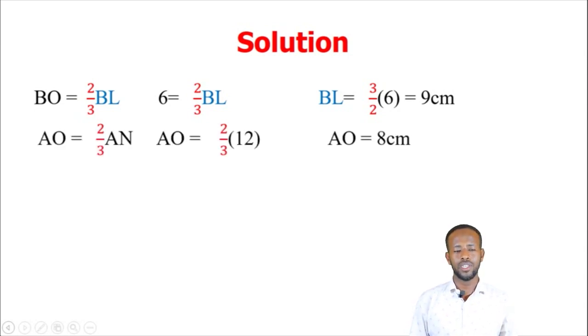Now AO is equal to 2/3 of AN. AN is given as 12 centimeter. When you multiply 2/3, it will become 8 centimeter. AO is equal to what? 8 centimeter. And ON we can find easily. We know that AN is equal to AO plus ON.